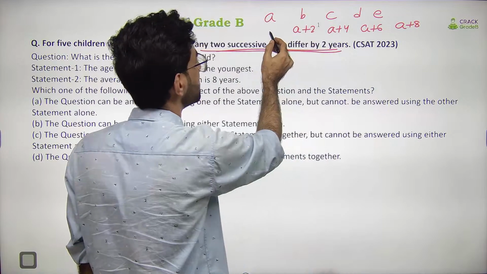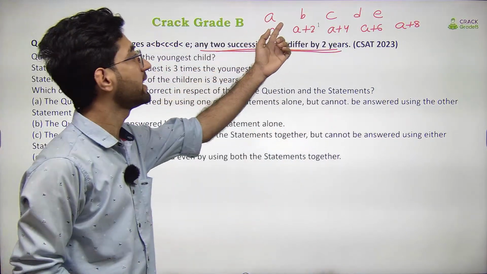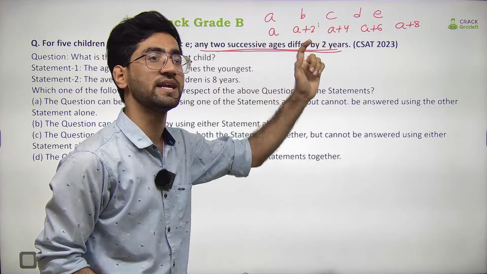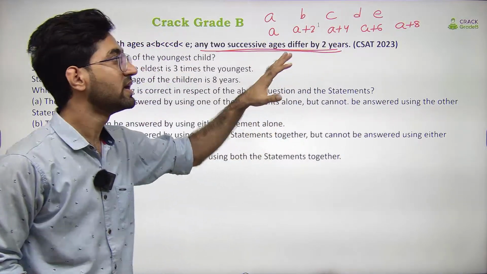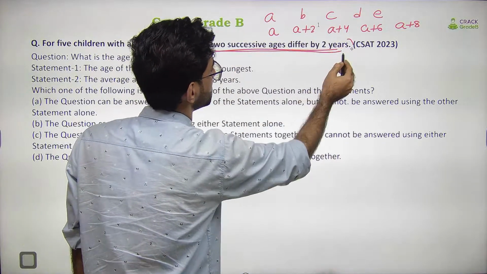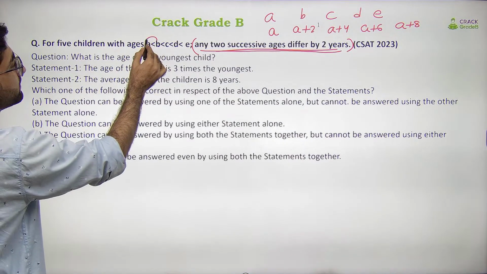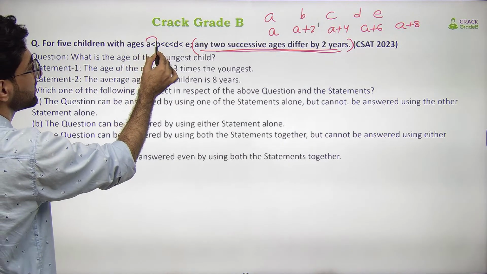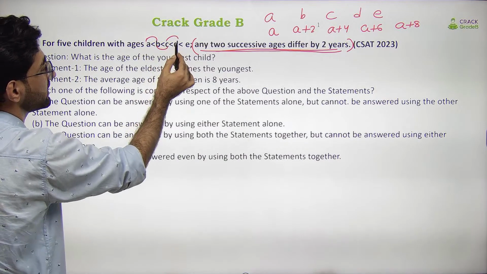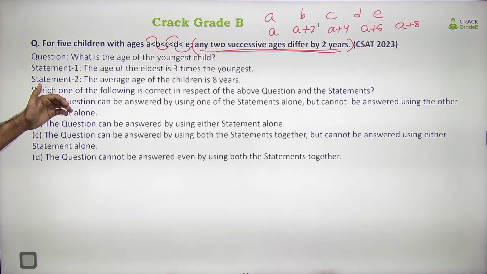And obviously we have assumed that A is A, right? So now we have expressed B, C, D and E in terms of A. And how are we able to express them? We have just used this part: any 2 successive ages differ by 2 years. So B is 2 more than A, C is 2 more than B, D is 2 more than C and E is 2 more than D. Now we will look at the question.